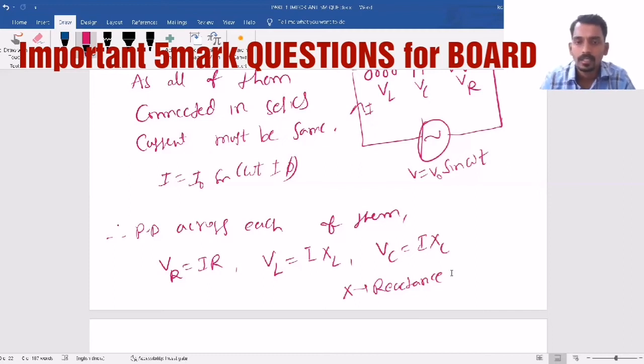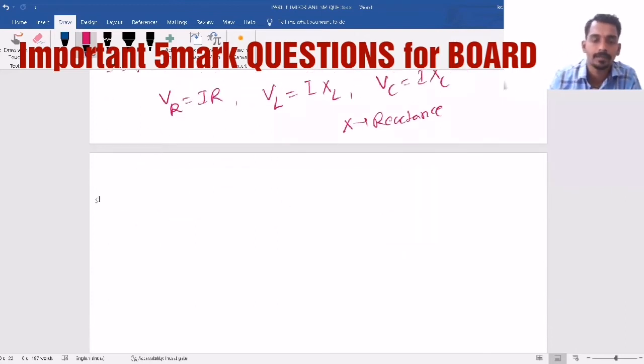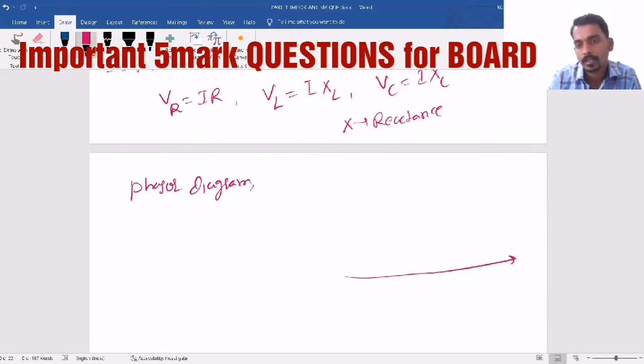Now, this derivation we will do based on the concept of the phasor diagram. Now, what is the phasor diagram? When you consider the phasor diagram, the reference is current. This is the current direction. Just like that, we have to consider each one as vectors.